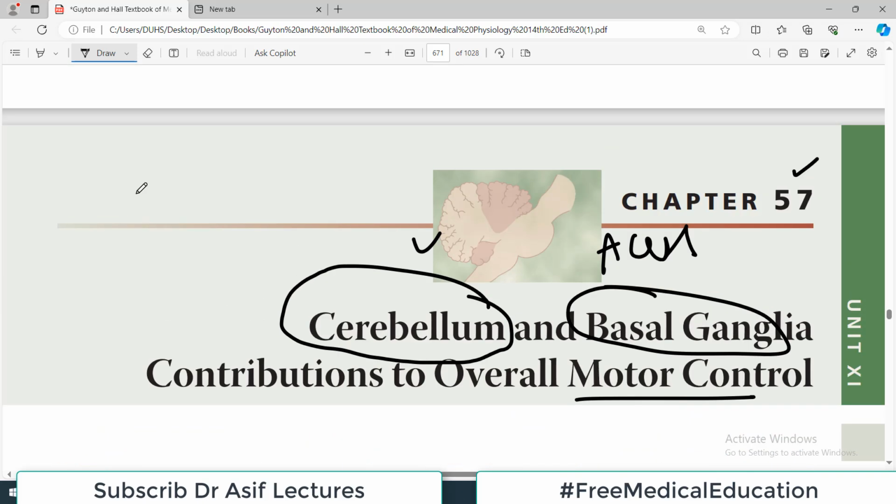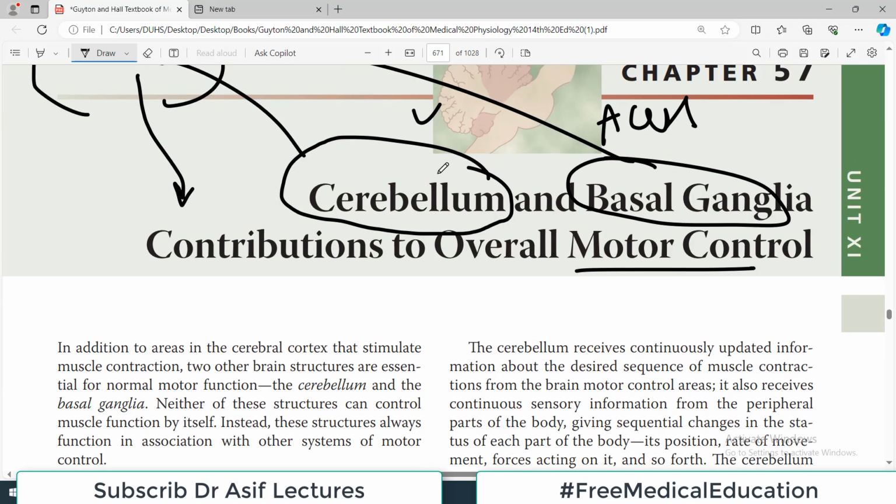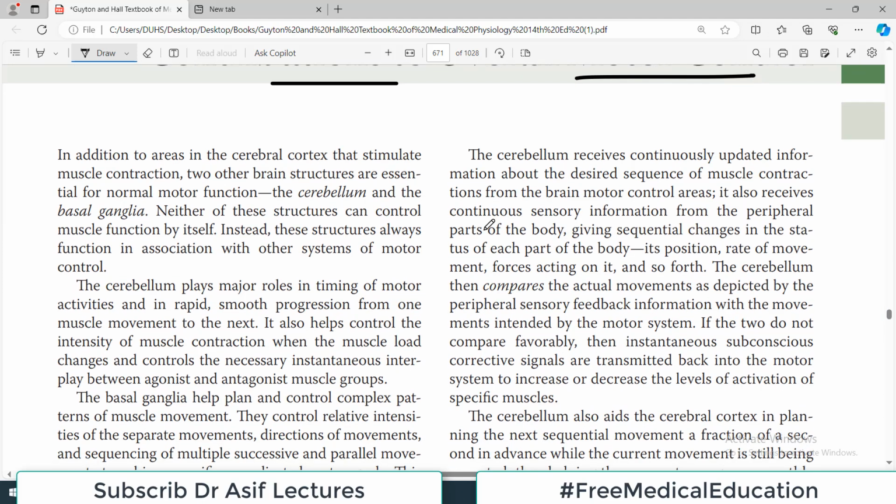So in your brain there is the primary motor cortex area, and then there are prefrontal and somatosensory areas and then accessory motor areas. So there are a lot of motor areas in your cerebral cortex, which are designed to initiate the movements, but they don't do this alone. They always do this in consultation with other parts of your nervous system. For example, they talk to the cerebellum, the basal ganglia, the midbrain, and the brainstem, and only then is the output finalized for a particular movement. So we'll talk about the cerebellum and basal ganglia, and how they contribute to the overall motor control of your body.